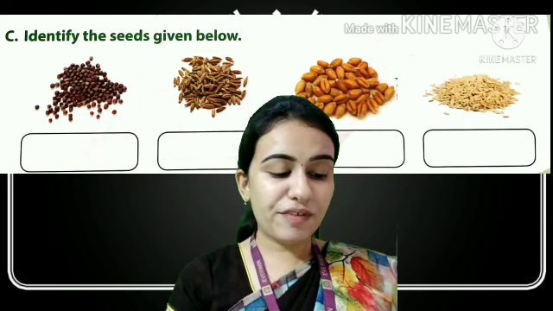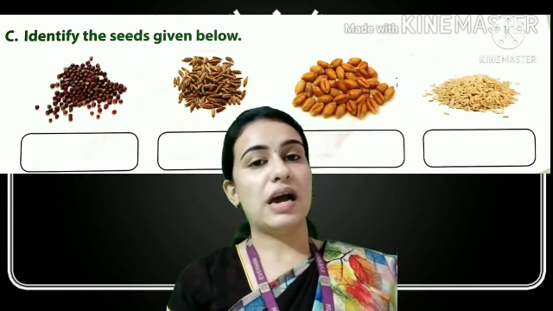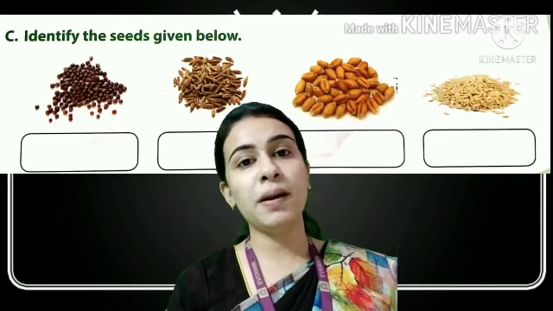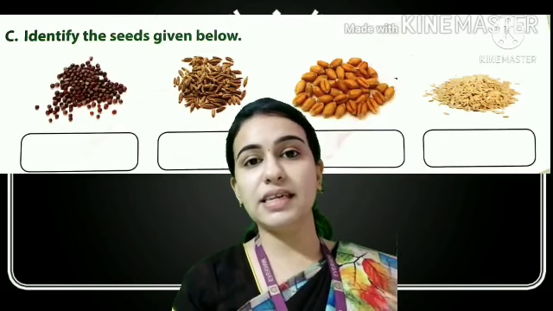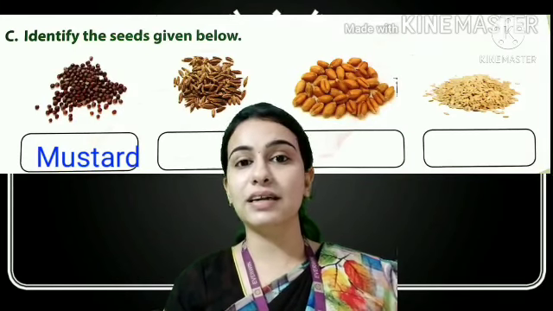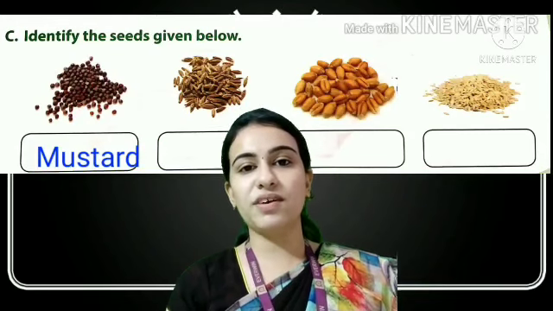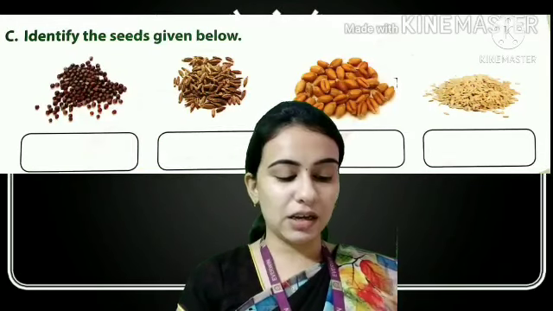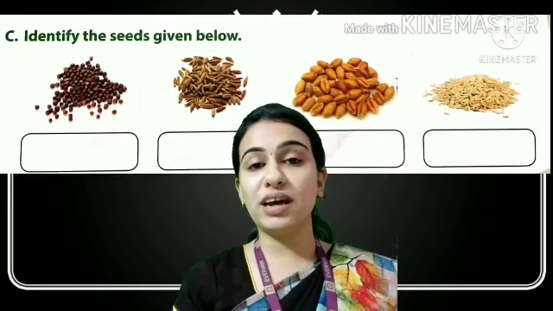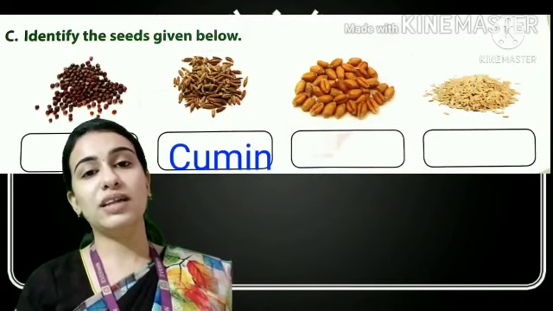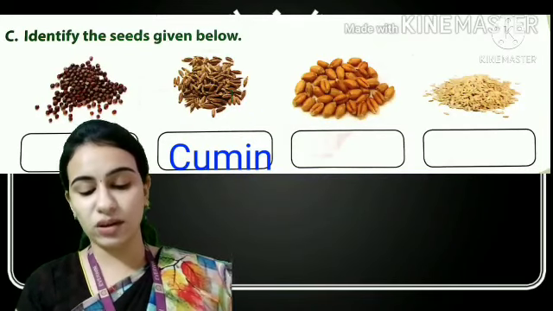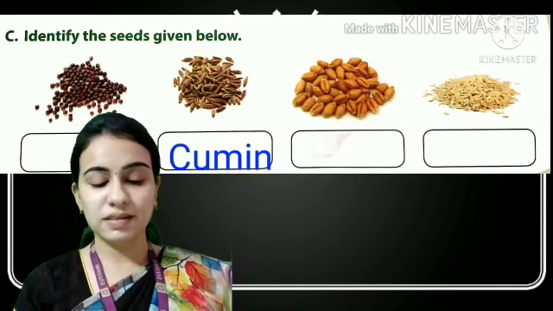C. Identify the seeds given below. So what is the first seed? It is mustard. What is the second seed? Jeera. Your mother will use jeera. It is also called cumin seeds.